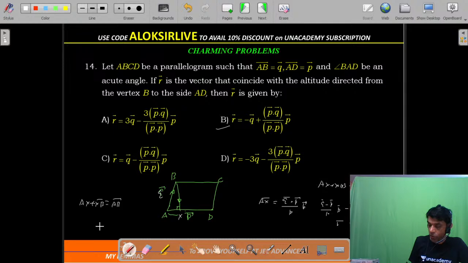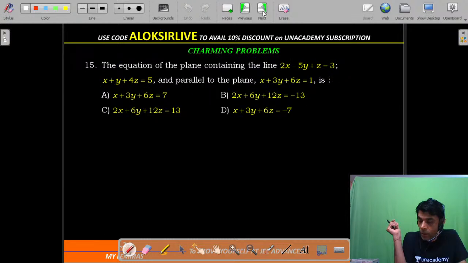This is the next one. Again the same thing, this we have done already: the plane containing the line and parallel to a plane. This time again the plane containing the line. So again there is some line, and so many planes will contain it. Then the problem would be over, right? But then we are saying that no, we want it parallel to the plane.